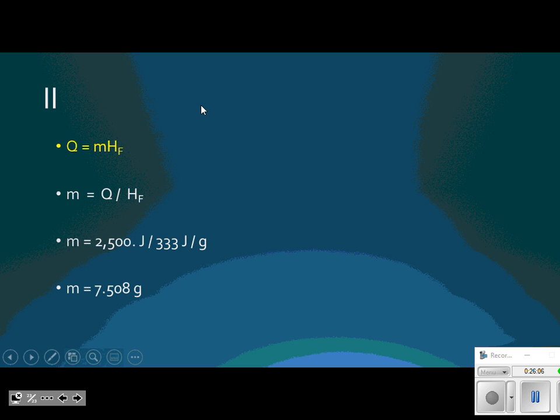And when I divided that out, I got 7.508 grams. Notice here that with this decimal point behind that, I have 4 significant figures. So when I'm doing division, my final answer has to have 4 significant figures. So at STP, if I have 2,500 joules of energy, that tells me that I can melt 7.508 grams of water with that amount of energy. Okay?